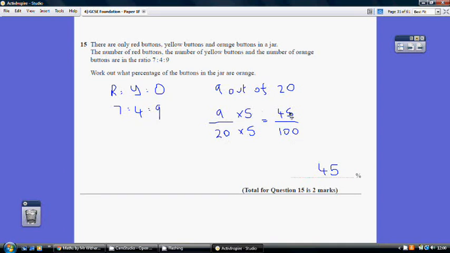9 5s are 45. So 9 over 20 and 45 over 100 are equivalent fractions. Now 45 out of 100 is 45%, because that's what percent means. It means out of 100. So our answer is 45%.